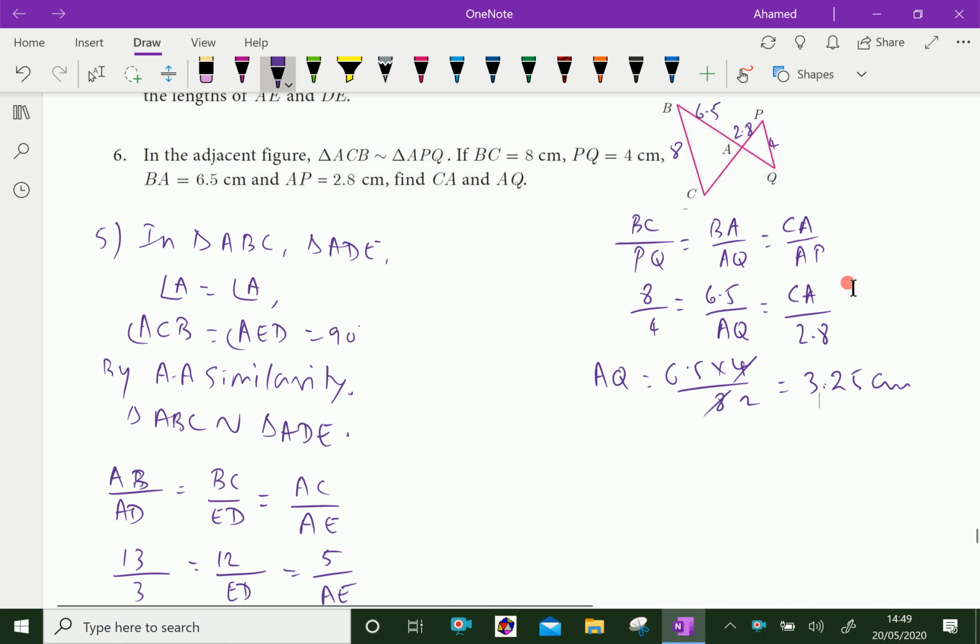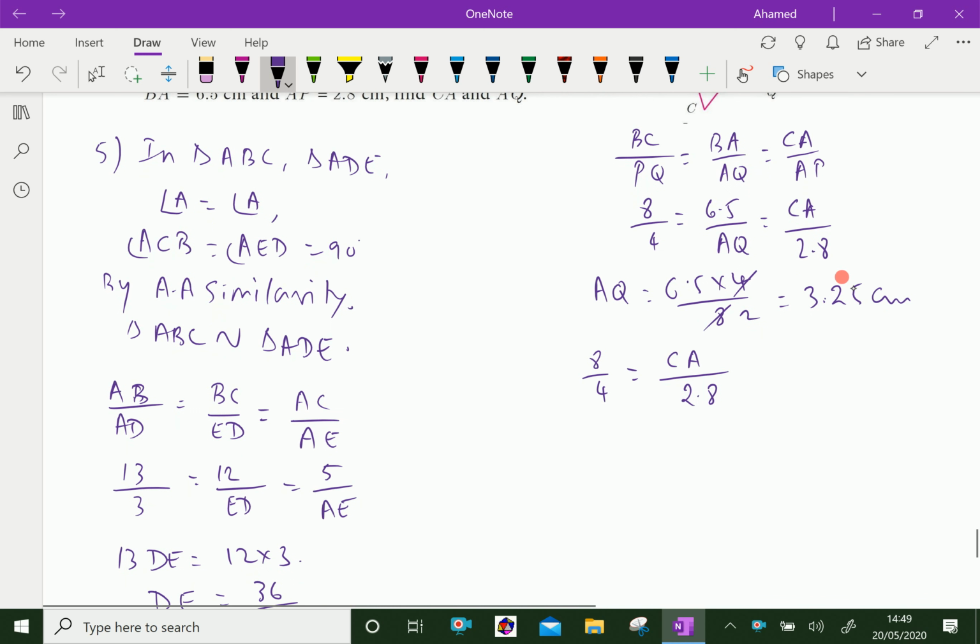Now the other two ratios: 8 over 4 equals CA over 2.8. Therefore, cross multiplying, CA is 8 by 4 into 2.8. Cut by 2, we have 2 into 2.8, which is 5.6 centimeters.